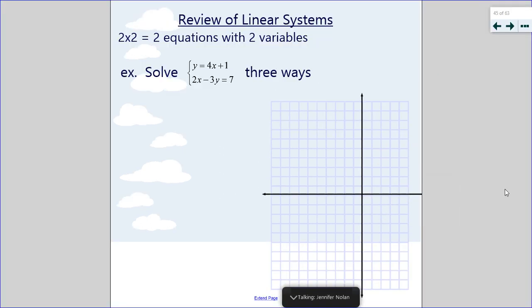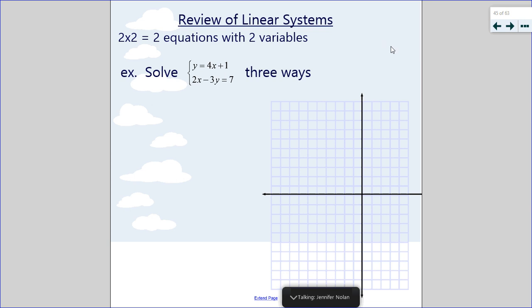All right, so today we're going to be talking about a review of solving linear systems. And today we're going to be focusing on 2x2 equations. 2x2 just means you have two equations with two variables. So you have x and y, or it could be really anything. And then you have two equations. So two equations, two variables is 2x2.